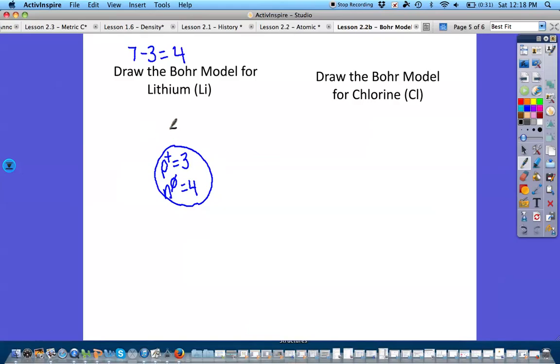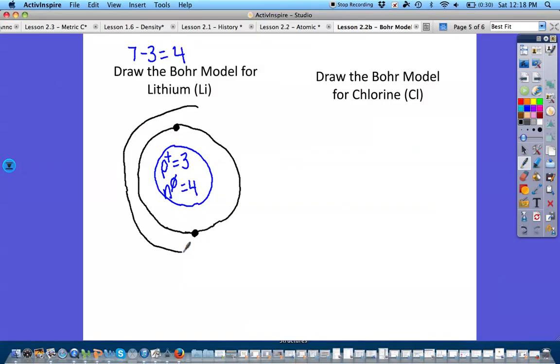In our first energy level, we said that we can have a maximum of 2 electrons. Well, we need a total of 3. So we're going to put 2 electrons in that first energy level. Notice that I made another ring outside the nucleus. The electrons are not in the nucleus, so the first energy level is actually the second ring. And then the second energy level is where that third electron is going to be located. And we're only going to have one electron in that third energy level.